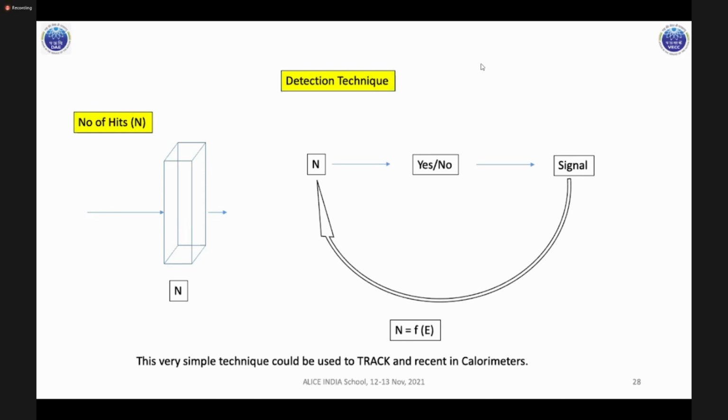So now, unlike the earlier case where your signal is proportional to the energy deposition, here your signal is proportional to the number of hits. Okay, and a linearity relationship holds between this N and the signal. So you can find a relationship of N as a function of E, and this can be used for tracking or even for energy measurement as well. And that's why this MAPS technology has been adopted very widely, not only in trackers these days, but also in calorimeters.